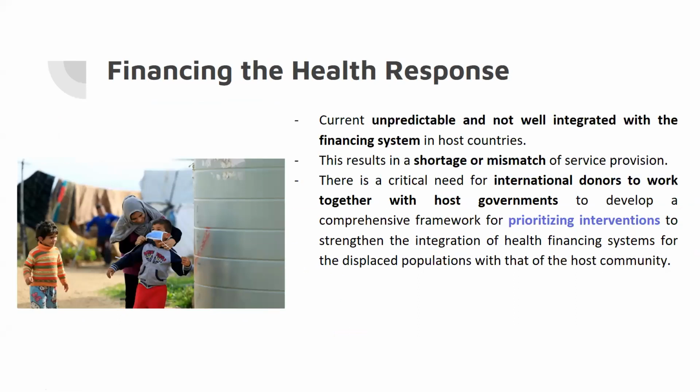The other issue is about how to finance this health response, given that it is unpredictable and not well integrated with the national financing system. And when the crisis becomes protracted, or the response becomes a parallel system, thinking about how to integrate that in the national system is another big question that needs to be addressed. But even more, what are the priorities when addressing these multiple needs for multiple groups of population at the same time? So prioritizing the interventions could also be another big question.